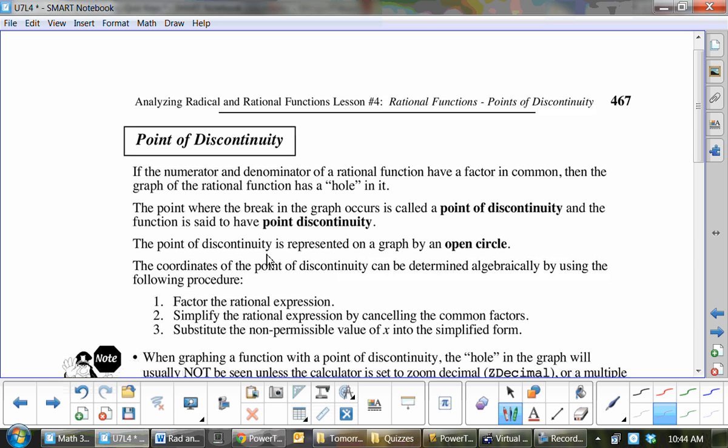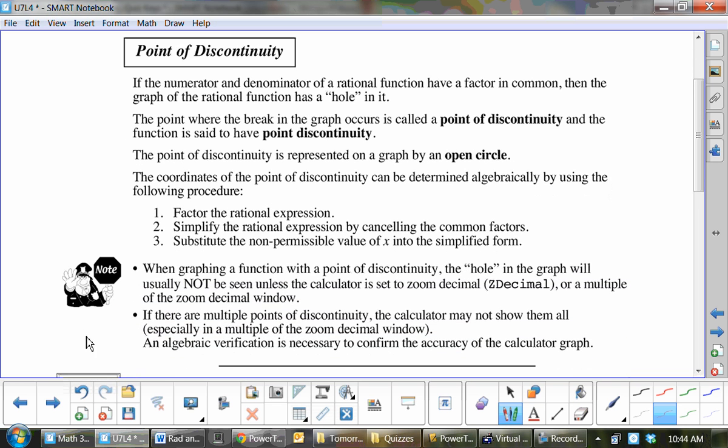So here are the 3 steps. The first thing you're always going to do is factor the rational expression. Now, by factor, I mean the top and the bottom. And then simplify by canceling any common factors. Like, is there anything that can cancel? And then substitute the non-permissible value into the simplified form.